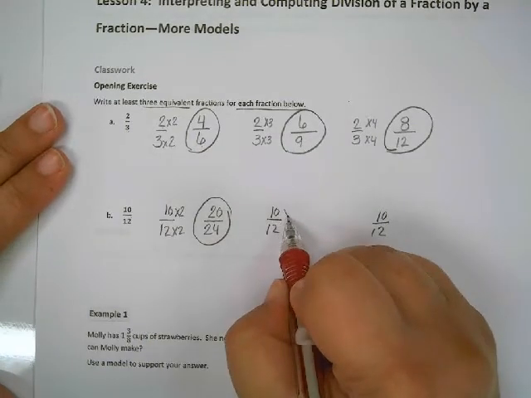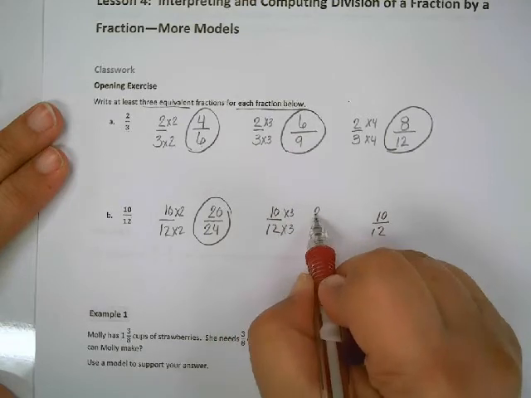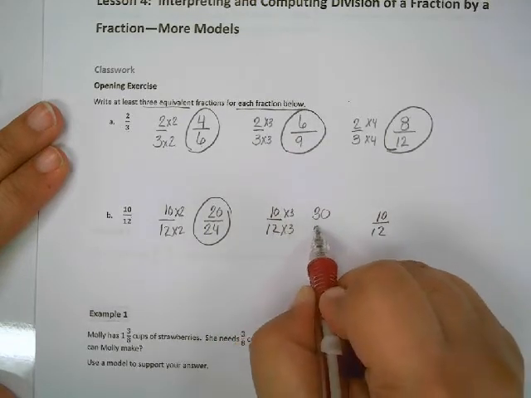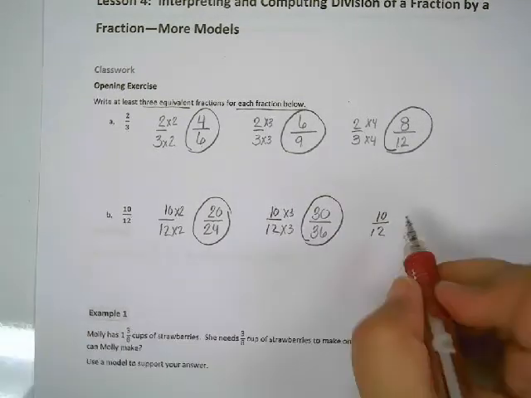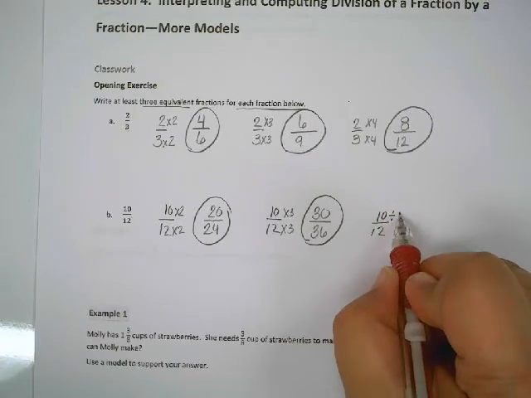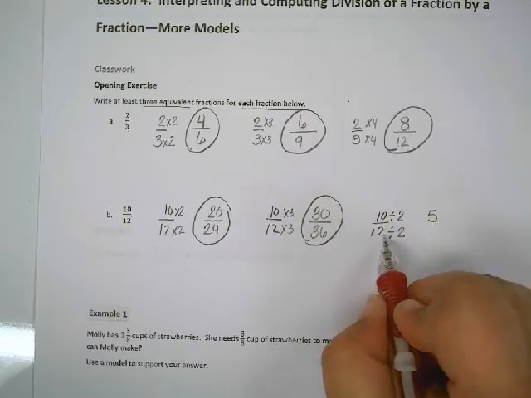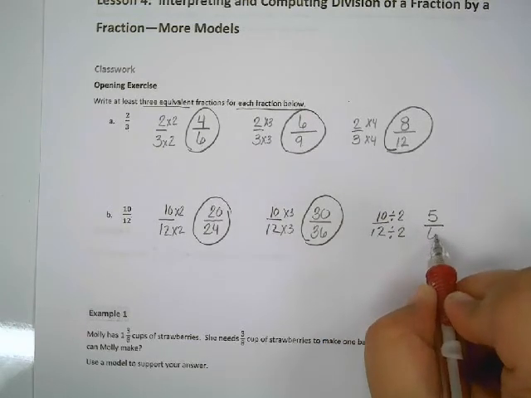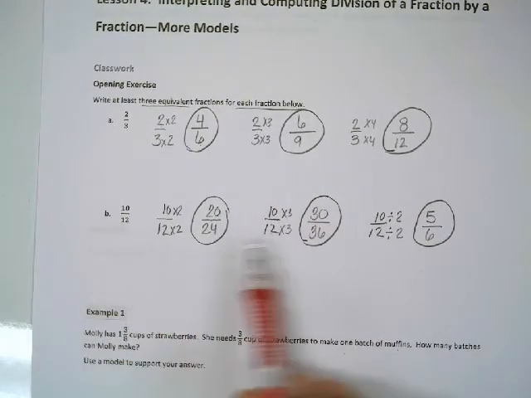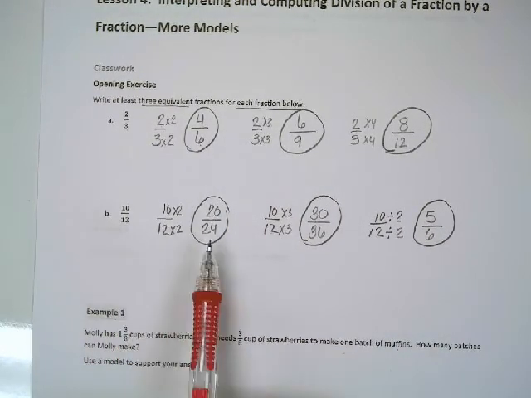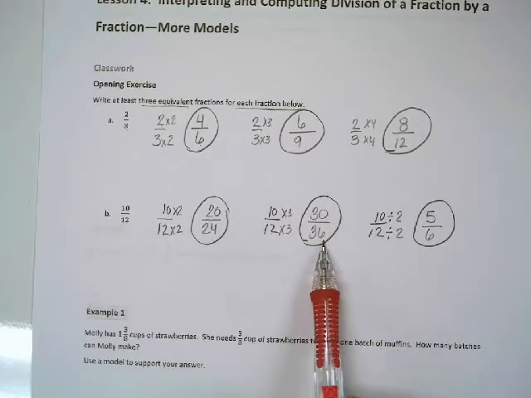And I can do 10 times 3 and 12 times 3, and 10 times 3 is 30, and 12 times 3 is 36. And for this last one, I'm going to show you how we can use division. I can divide both the top number and the bottom number by 2, and 10 divided by 2 is 5, and 12 divided by 2 is 6. So that actually made those numbers smaller. So 3 equivalent fractions for 10/12 are 20/24, 30/36, and 5/6.